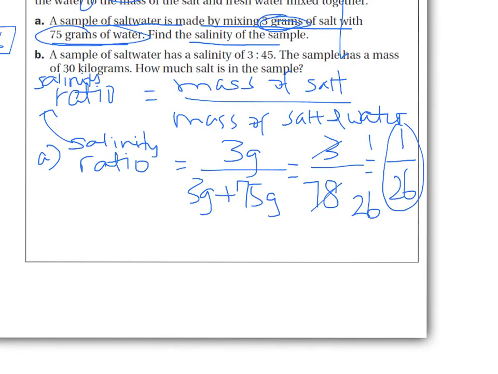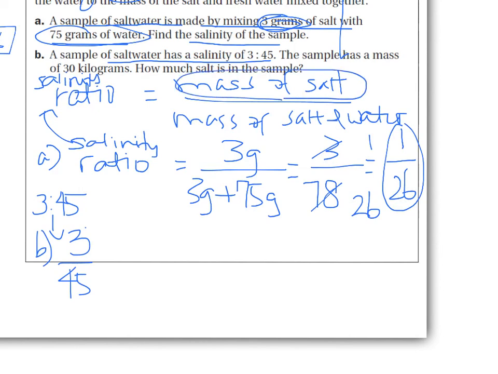For part B, it asks you to do what? A sample of salt water has a salinity of 3 to 45. So I'm going to write 3 to 45. Remember, you can write a ratio in 3 different ways. So I'm going to write it as a fraction now. Okay, so I can set up a proportion. I know that the numerator is represented by the mass of salt, and the denominator represents the mass of salt and water.